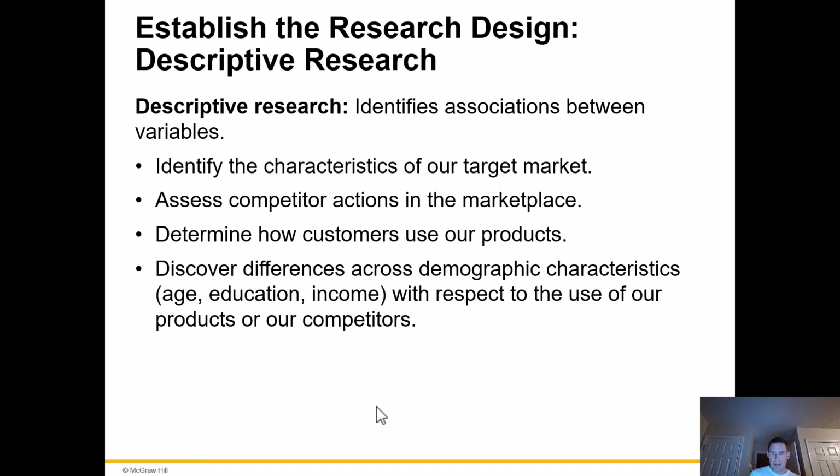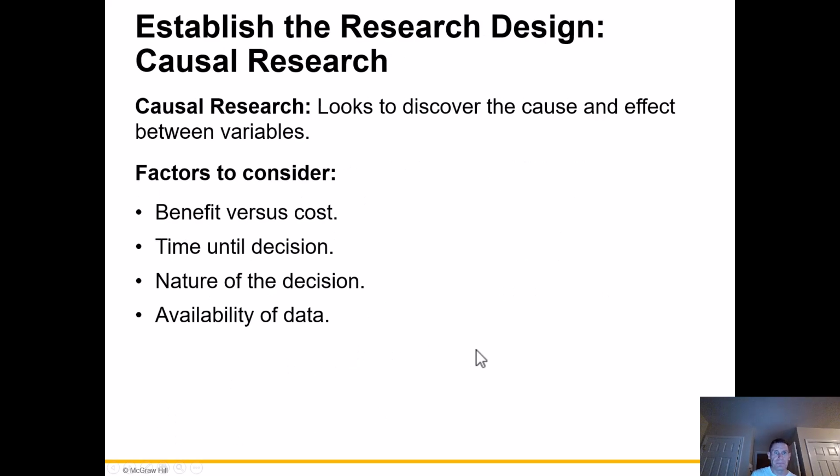Descriptive research identifies associations between variables. So here we identify the characteristics of our target market. We assess competitor actions in the marketplace. We determine how customers use our products. And we discover differences across demographic characteristics, for example, age, education, and income, with respect to the use of our products or our competitors'. Now, causal research looks to discover the cause and effect between variables.